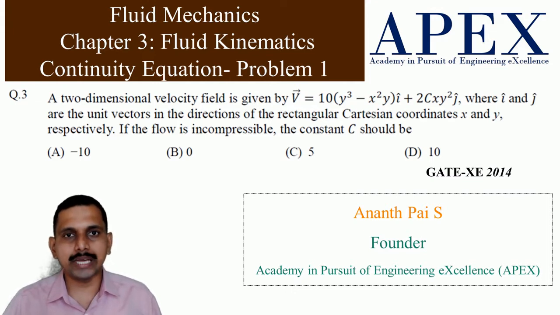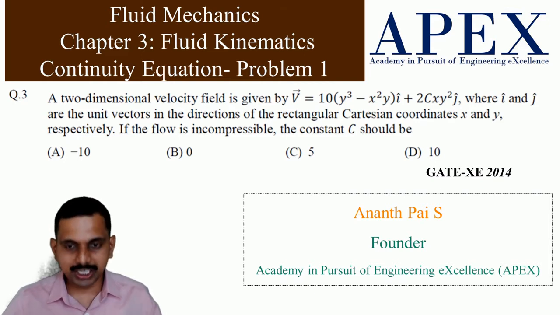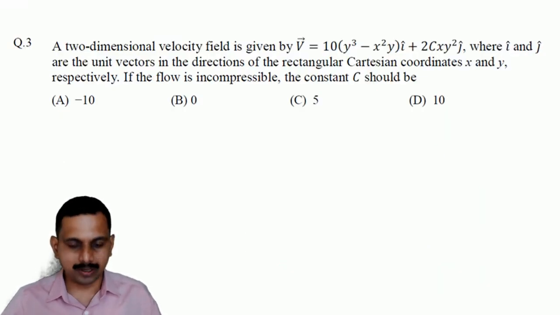It says a two-dimensional velocity field is given by V = 10(y³ - x²y) i + 2cxy² j, where i and j are the unit vectors in the direction of rectangular Cartesian coordinates x and y respectively. If the flow is incompressible, the constant c should be. Now let us solve this problem.